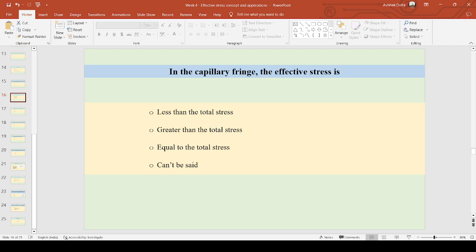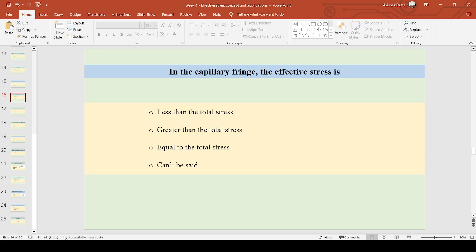In the capillary fringe, the effective stress is less than the total stress, greater than the total stress, equal to total stress, or it can't be said. That means it can't be said. It depends upon other parameters which are not mentioned over here.